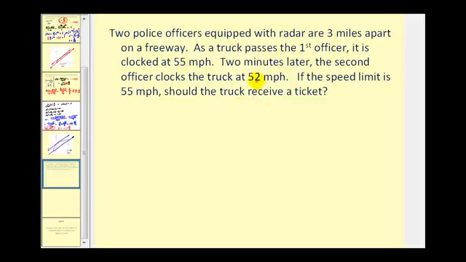By using the mean value theorem, we can actually gather some more information from this situation. First thing, our rate is in miles per hour and our time is in minutes. So we need to convert 2 minutes into hours. So 2 minutes, since there's 60 minutes in 1 hour, this would be 1/30 of an hour.